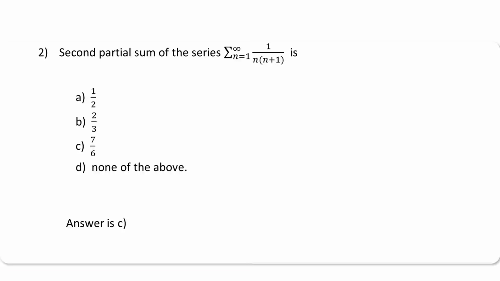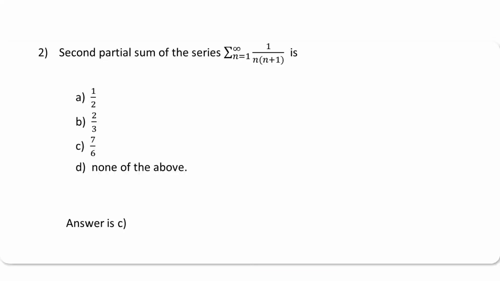S2 is the second partial sum. The second partial sum means the sum of the first two terms. When n is equal to 1, that is 1 by 2, plus when n is equal to 2, 1 by 2 into 2 plus 1, that is 1 by 6. So 1 by 2 plus 1 by 6. We simplify those values and we get the answer, which is 7 by 6. 7 by 6 is the answer.